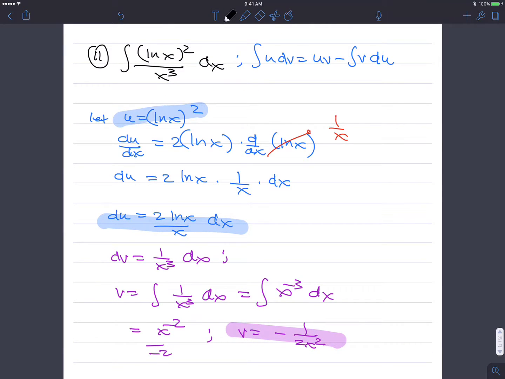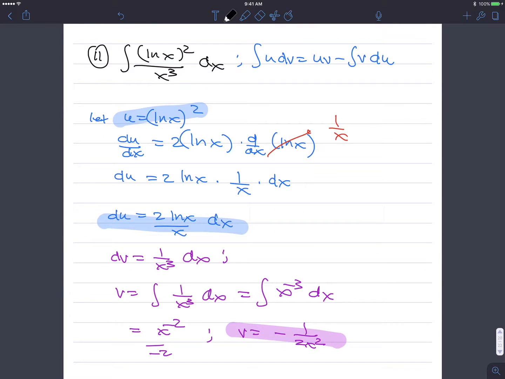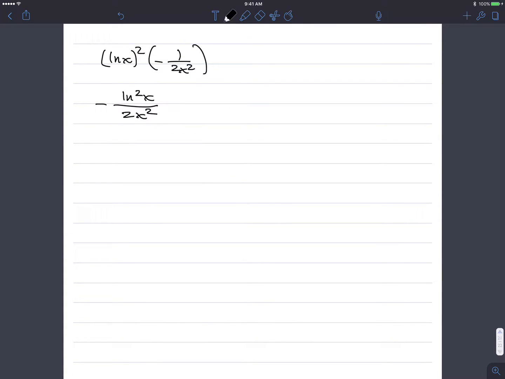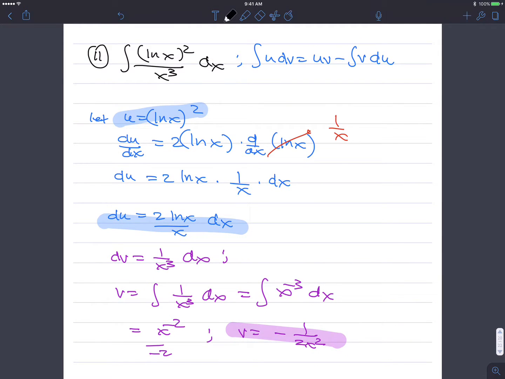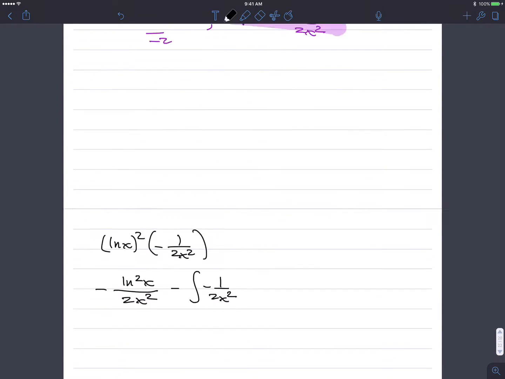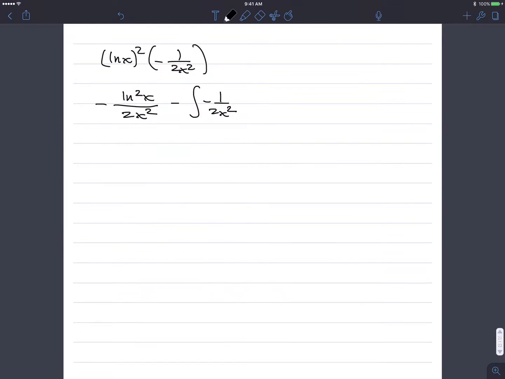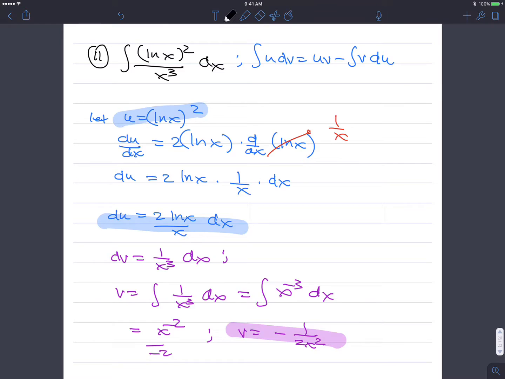Let's double check. How about if we change some notation here? Let's simplify this. I'm going to say this is natural log squared x over 2x squared, and it's negative. Okay? Now, what do we have here? Minus the integral where v will be minus 1 over 2x squared. And then we have du. Du is 2 ln x over x, and then that's going to be a dx.